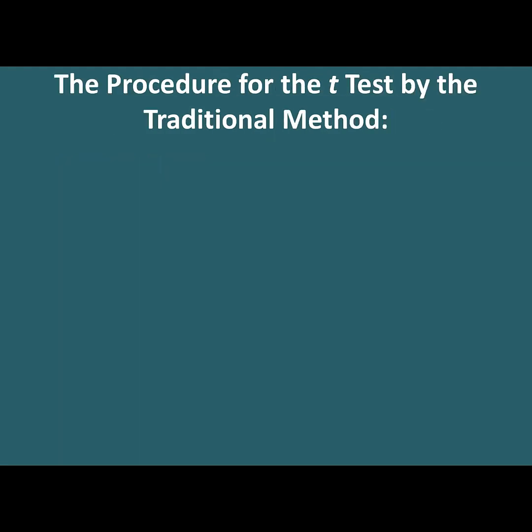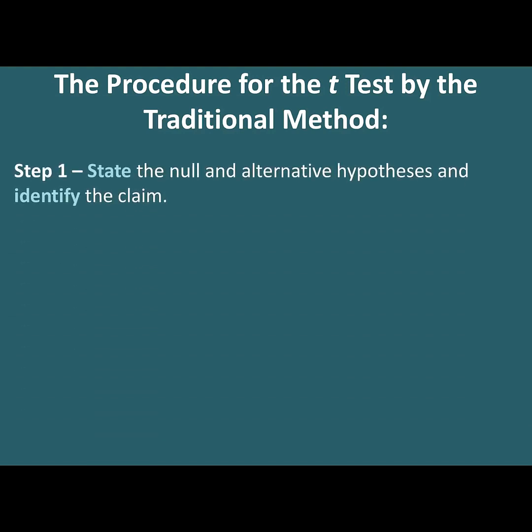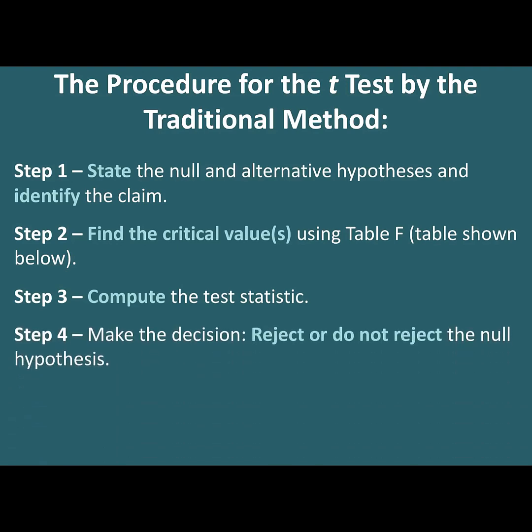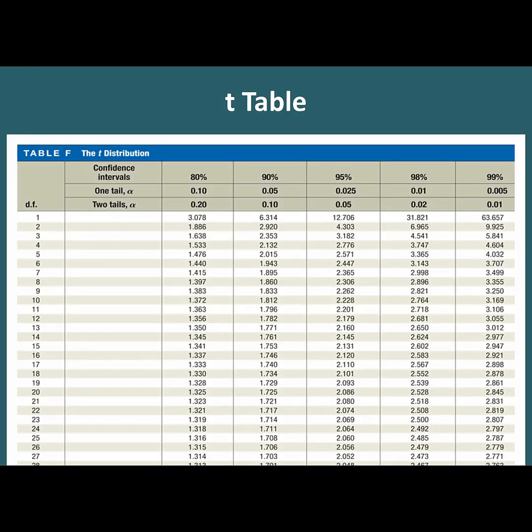Here's the procedure for the t-test by the traditional method. First, state the null and alternative hypotheses, then identify the claim. Second, find the critical values using table F. Third, compute the test statistic. Fourth, make a decision: reject or do not reject the null hypothesis. Fifth, summarize the results. Here is table F. You can find this in your book or in your online homework.